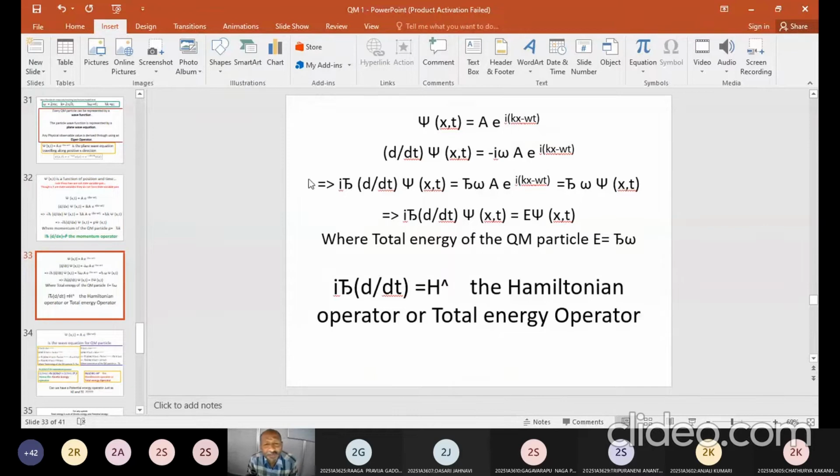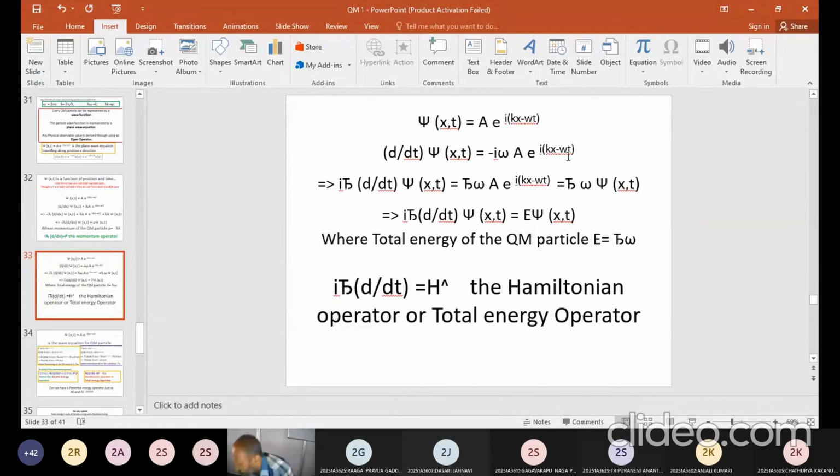Okay, we already have seen that psi, this expression, and dou by dou t gives you minus i omega psi, right? So when you have this expression, then what do you do? Multiply this with i. So i d by dt will give you omega psi. i d by dt of psi gives you omega psi.